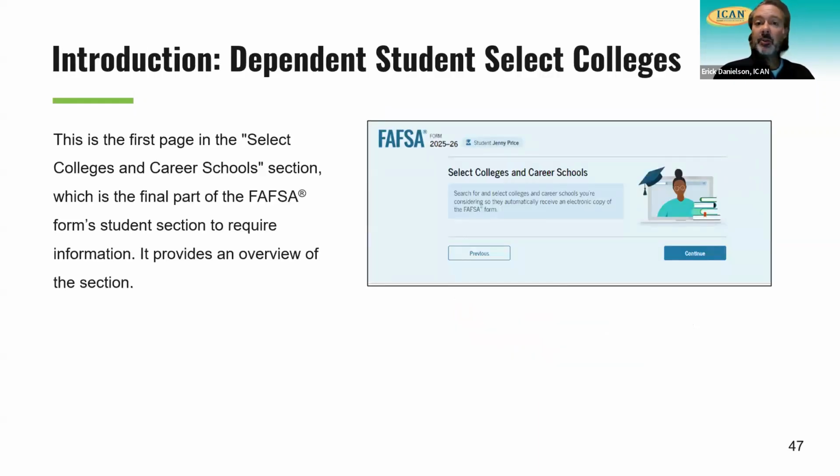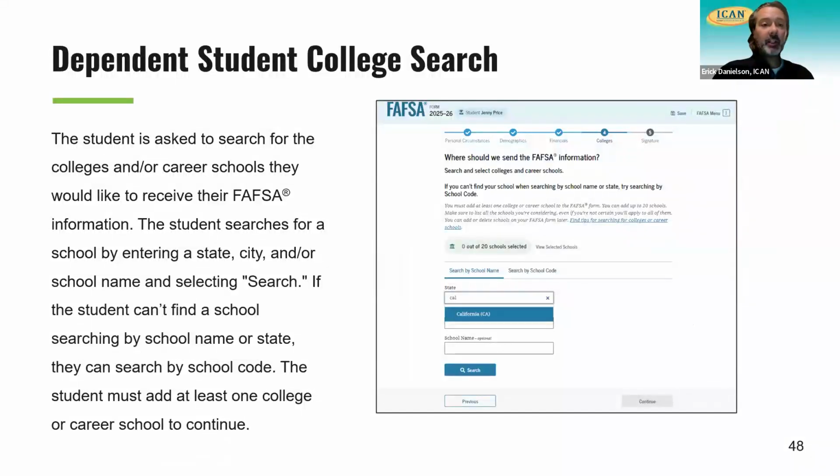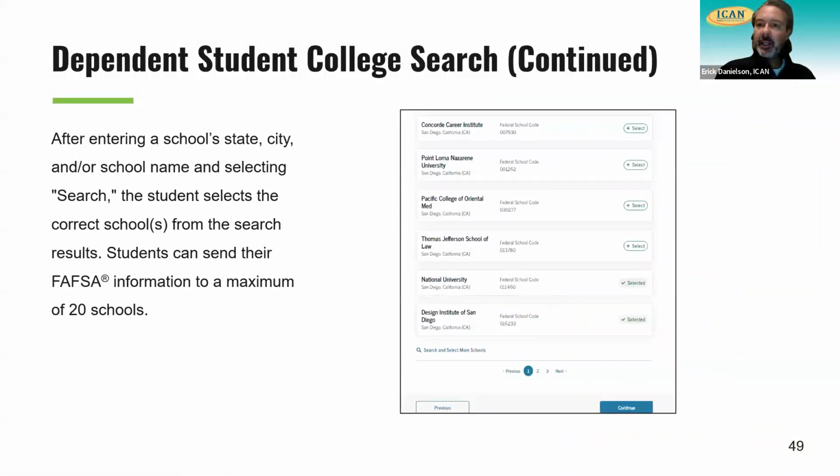Once that is entered and we hit continue, now we're going to list the colleges that the student wants the information sent to. A student can list up to 20 colleges. If they just have one and they know where they're going, then that's all they would need to do. If they happen to know the school code, they can search by that. If they don't, they just put in the state and the school name. If they want to list the city as well, they can do that too. They will do a search, and then once they find the schools, they will hit that select button and continue to add as many as they want, up to the 20 colleges.